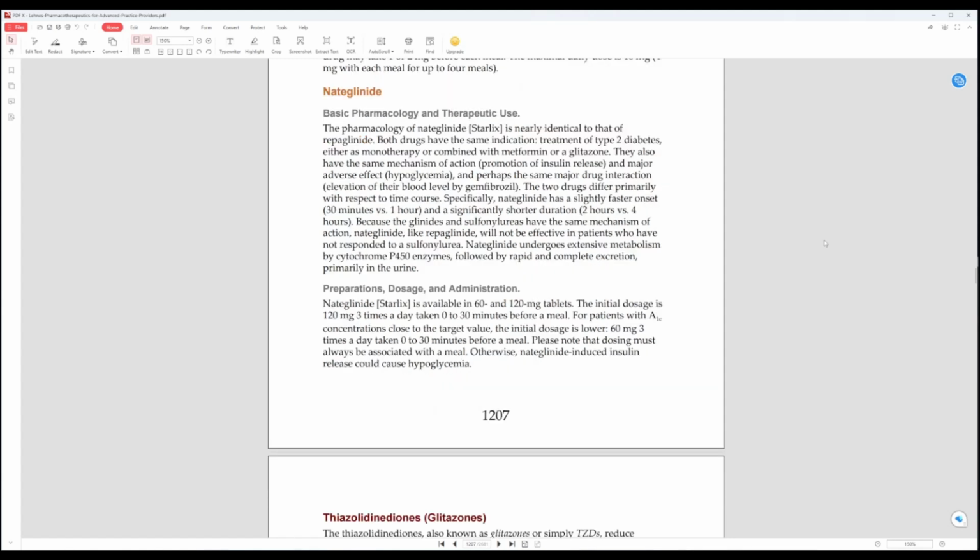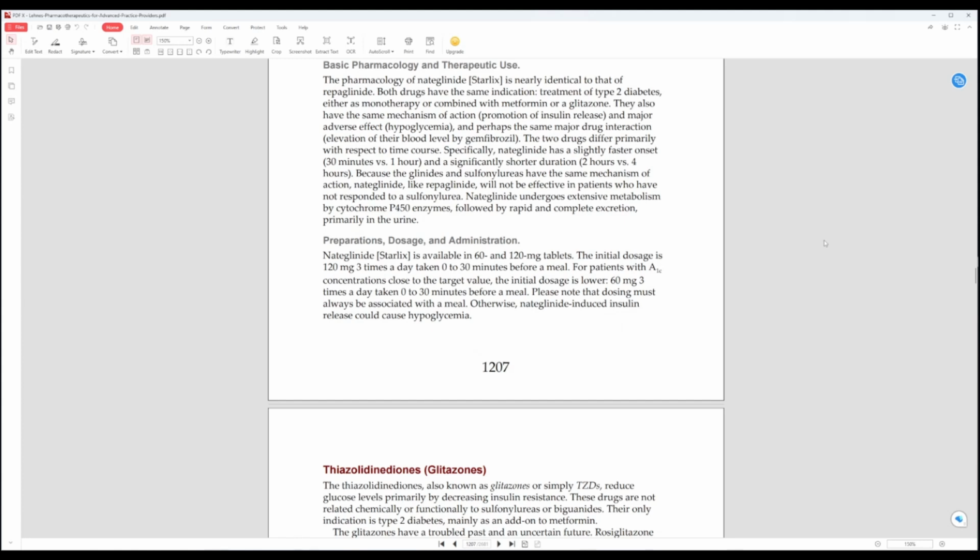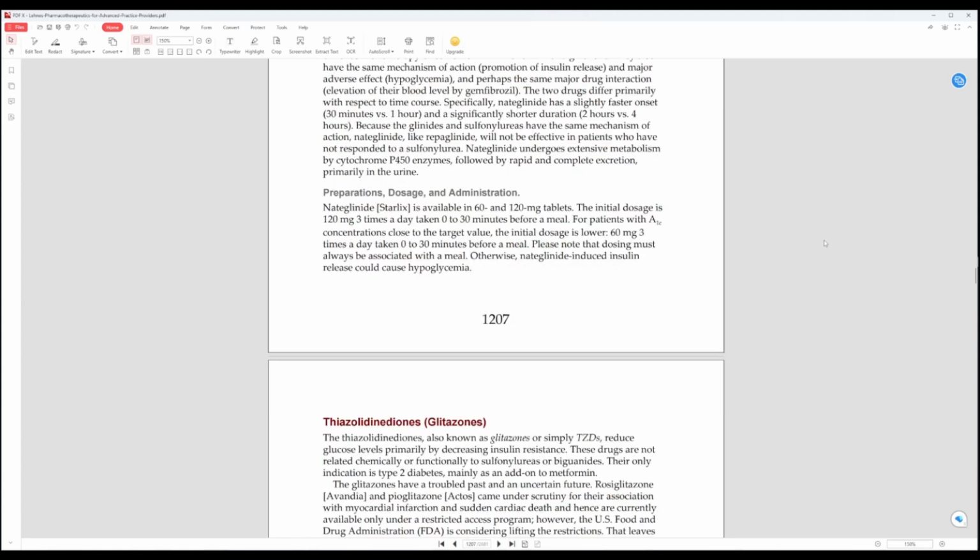So its preparation, dosage, and administration. Starlix is available in 60 and 120 milligram tablets. Initial dose is 120 milligrams 3 times a day, taken just before meals or up to 30 minutes before a meal. For patients with an A1C concentration close to the target value, the initial dosage is lower, only 60 milligrams 3 times a day, again taken 0 to 30 minutes before a meal. Please note that dosing must always be associated with a meal, otherwise it can cause hypoglycemia.